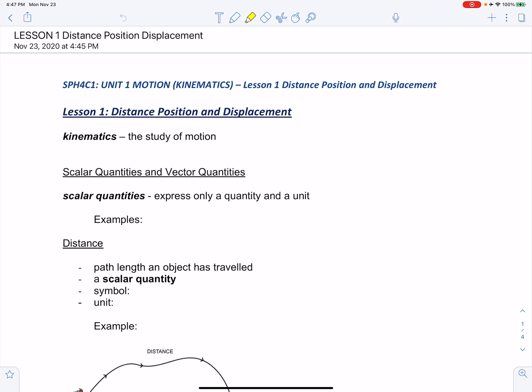Kinematics is the study of motion. It comes from the Greek term kinema, which means movement. All quantities in science can be described as either a scalar quantity or a vector quantity. Scalar quantities are those quantities that express only a quantity and a unit.